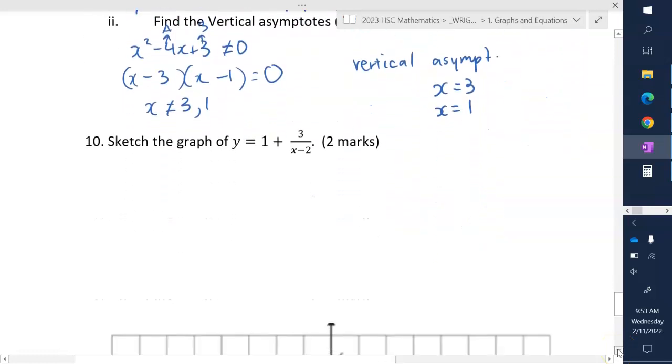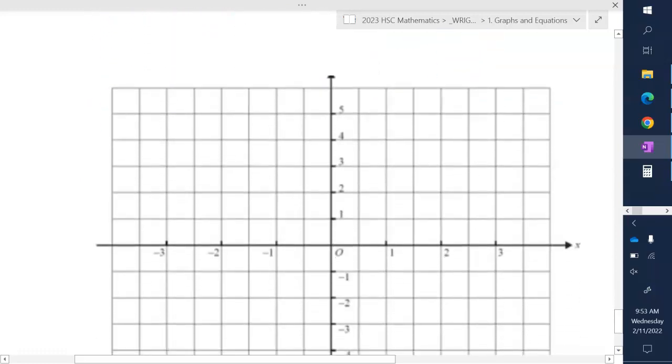Okay, now sketch the graph of y equals 1 plus 3 over x minus 2. Yes, you need to sketch it, but you need to do some work in order to sketch it. So step 1 is let's find the asymptotes. X minus 2 cannot equal 0. X cannot equal 2. I would straight up go and draw that in. There's my first asymptote, vertical asymptote.